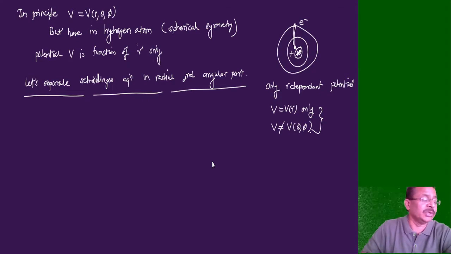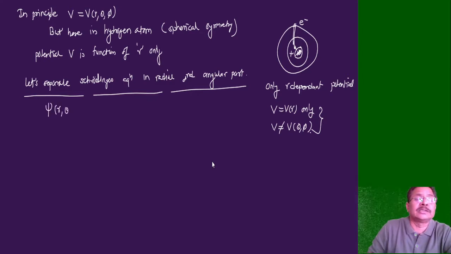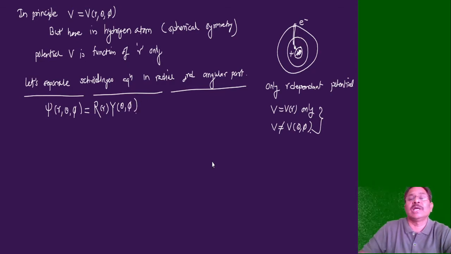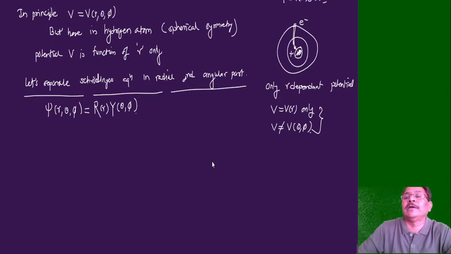So let's go for this, and therefore I am writing the solution psi of r, theta, phi as follows. Capital R is a function of small r, and there is another function Y which depends upon theta and phi. Last time we had written psi as a function of capital R of r, capital Theta of small theta, and capital Phi of small phi. This is what we remember from the last case.